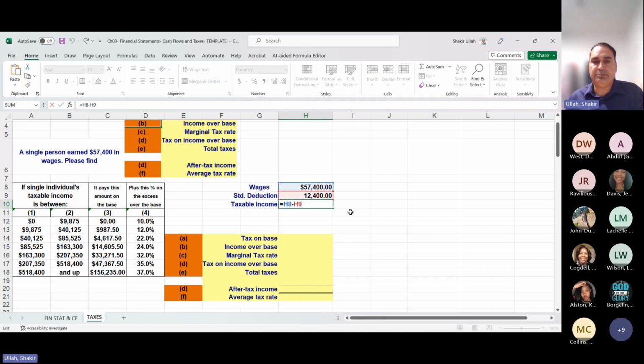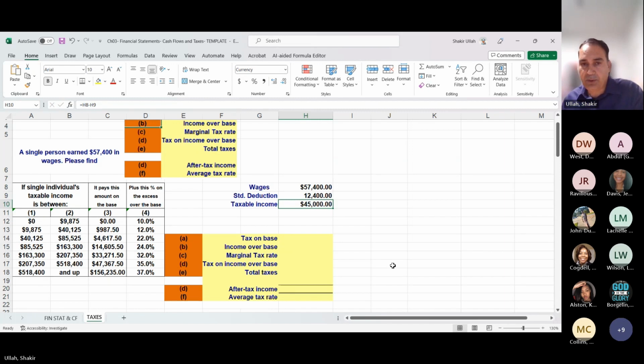So that is the difference between 57,400 and 12,400. So your taxable income becomes 45,000. Okay. Now, you can also use itemized deductions. What that means is, if you include the different items that are tax deductible, that might be more than 12,400, and because you want to reduce your taxable income as much as you can, then you use the itemized deductions.